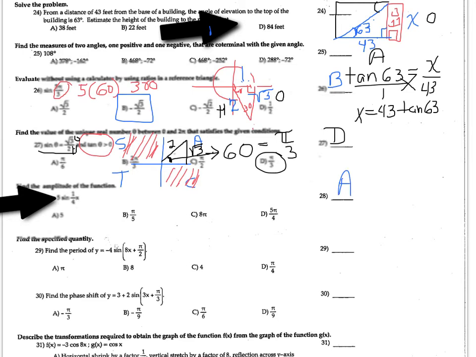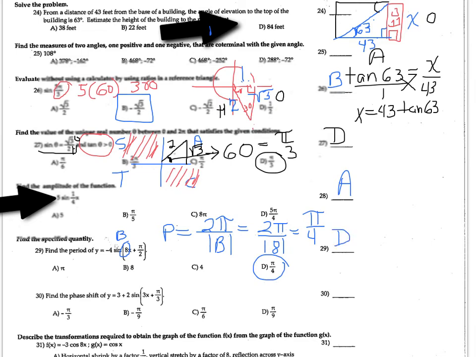And for number 29, the period. What would be the period? What's the formula for the period? It's 2 pi over the absolute value of B. And what is the B on the sinusoidal equation here? 8. The number right next to the x, that's the B. So when you put it into the formula, that's going to be 2 pi divided by the absolute value of 8, which is just pi over 4. And pi over 4, it's D. So 29 is D.